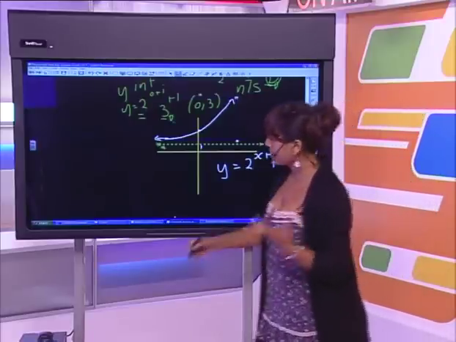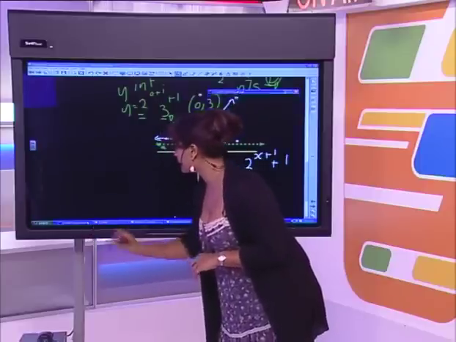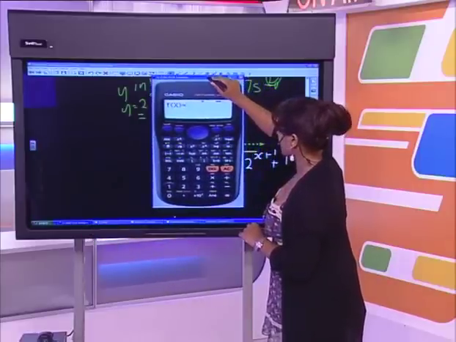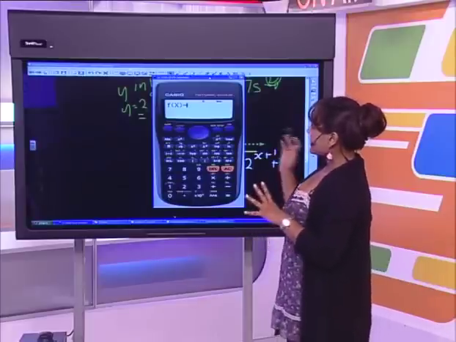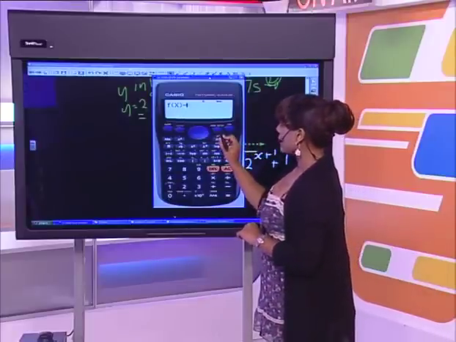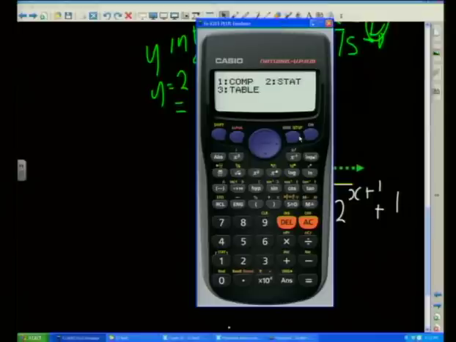So first step, call up your calculator. Okay, and hopefully you can all see this calculator nice and big. Now what I've done to get f of x is equal to, all I do is on the calculator I hit the mode button, and I press 3 because I want a table. That will come up with f of x is equal to something. Now we want to write in 2 to the power of x plus 1, plus 1. So let's try this.